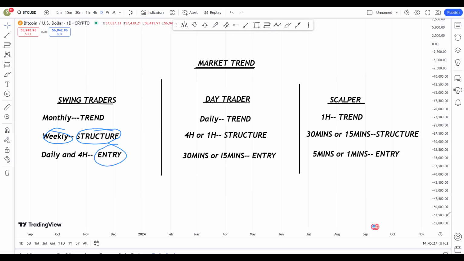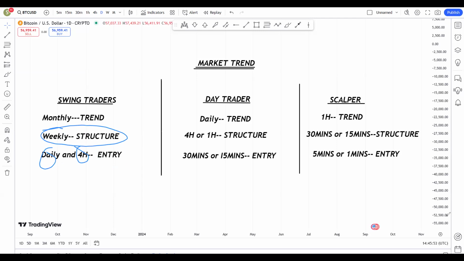And once they've gotten their structure, it comes down to either the daily time frame, which we're having here, or the 4 hours time frame, to take their entry. For new members who are not familiar with entry, that is where they take either a buy or a sell. This particular time frame is where they're going to know if they are to take buys or sells based on what the weekly time frame or structure gave to them.